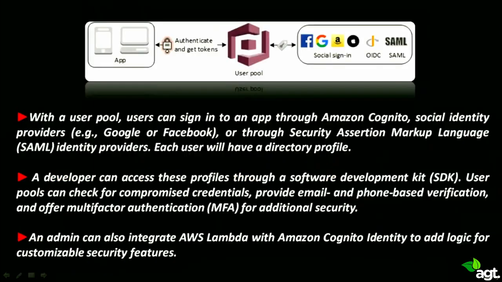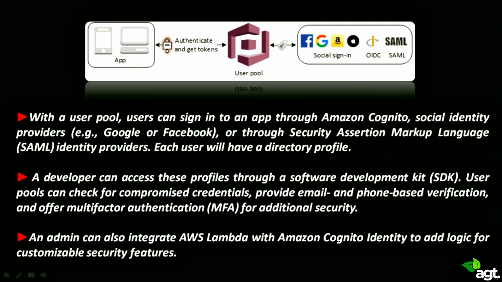With the user pool, users can sign in to an application through Amazon Cognito, social identity providers, for example Google or Facebook, or through Security Assertion Markup Language, SAML identity providers. Each user will have a directory profile. A developer can access these profiles through a software development kit, SDK, and user pools can check for compromised credentials, provide email and phone-based verification, and offer multi-factor authentication, MFA, for an additional security level.